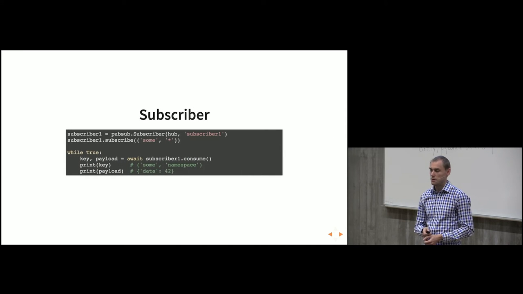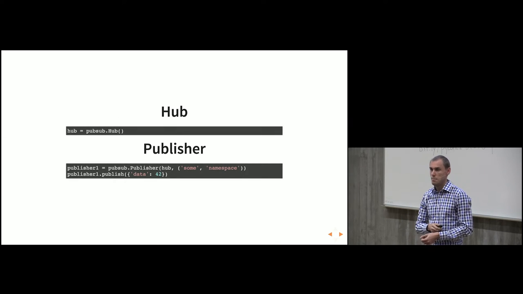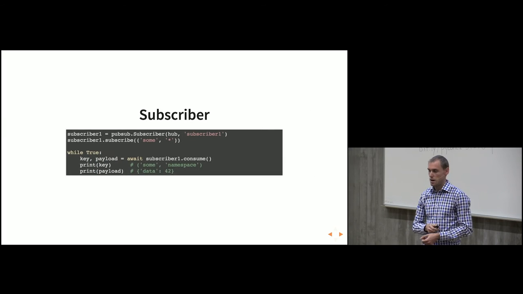As a subscriber, it's very similar. You connect to a hub, subscribe to your namespace. Notice that here we're using a wildcard. So the publisher here publishes under some namespace, and this subscribes to anything. And then a trivial example of how you can consume the data from a queue. We also have a callback-based API, so you can say, every time data arrives, call this function, please.